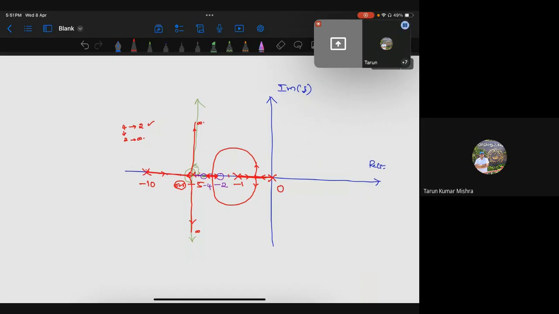The -5 and -10, two poles, are going towards each other. Towards each other means they will not hit in the middle. If they hit in the middle, they cannot follow these asymptotes. So they will hit at the -5 point only, because the asymptotes exist there.